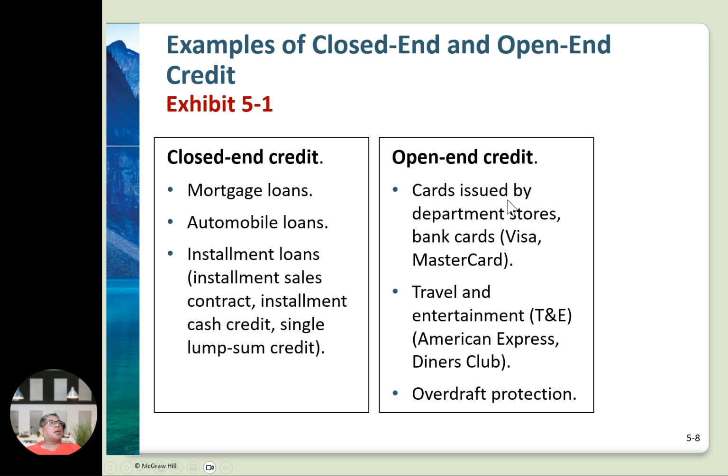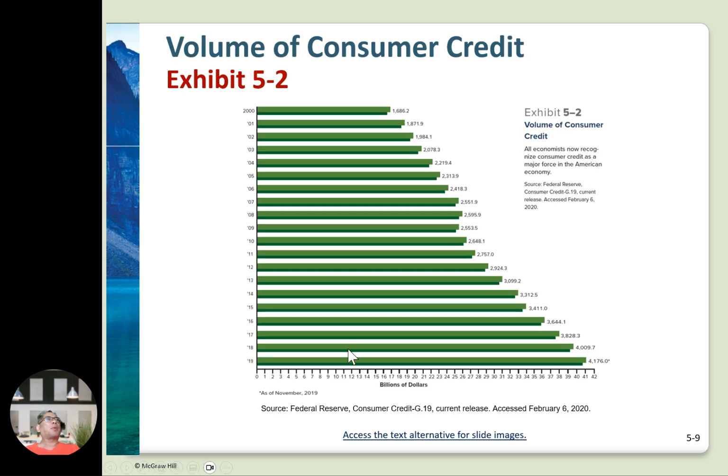Open credit is usually credit cards used by department stores, such as Visa and MasterCard, and travel and entertainment cards such as American Express, as well as overdraft protection. I always use overdraft protection in case for my cash flow, right? It's part of open credit and helps me manage my cash flow. This is typical consumer credit, which has increased substantially to billions of dollars, as given by the Federal Reserve.